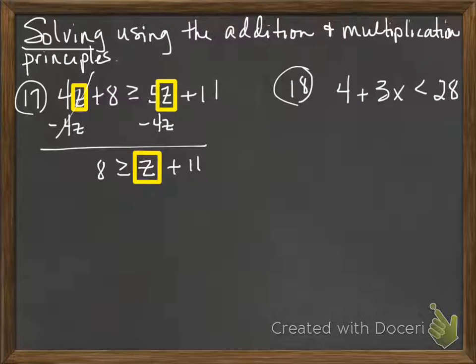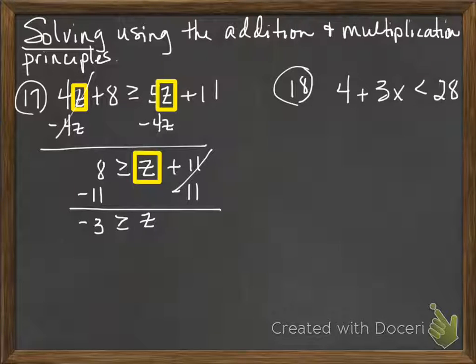Now, I only have 1z. That's kind of what I was trying to do there. And that 1z is on the right-hand side. So I need to solve for that 1z, and I'm adding 11 to that 1z. So I want to undo the adding 11, and I want to subtract 11 from both sides. 8 minus 11 is negative 3. And plus 11 and minus 11 will cancel.